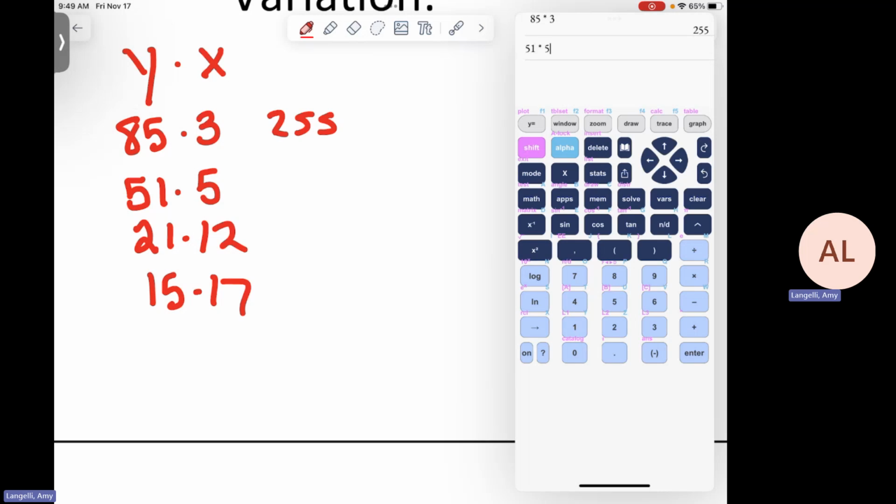51 times 5. Okay, same thing, 255. 21 times 12. That might be a little weird. It is 252, but I'm going to say that that's good enough right now, since word problems have a little measurement of error, like real life.